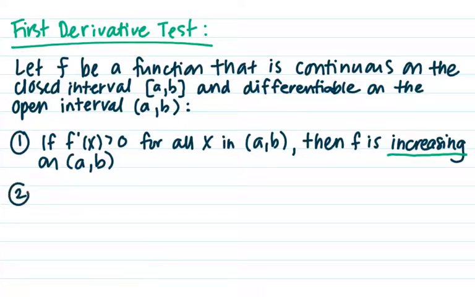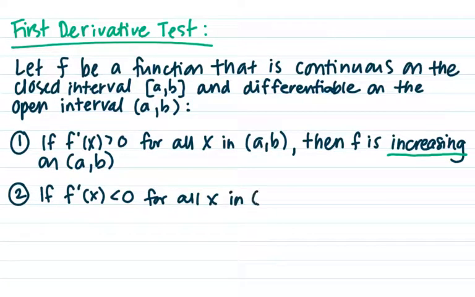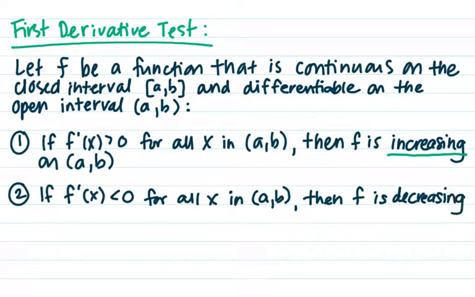Okay, similarly, number 2 is whenever we have a derivative value less than 0 or one that is negative for all x in a given interval, then the function is decreasing on that given interval. And obviously the interval doesn't have to be the entire interval you start with. It could be just a piece of it. Okay.